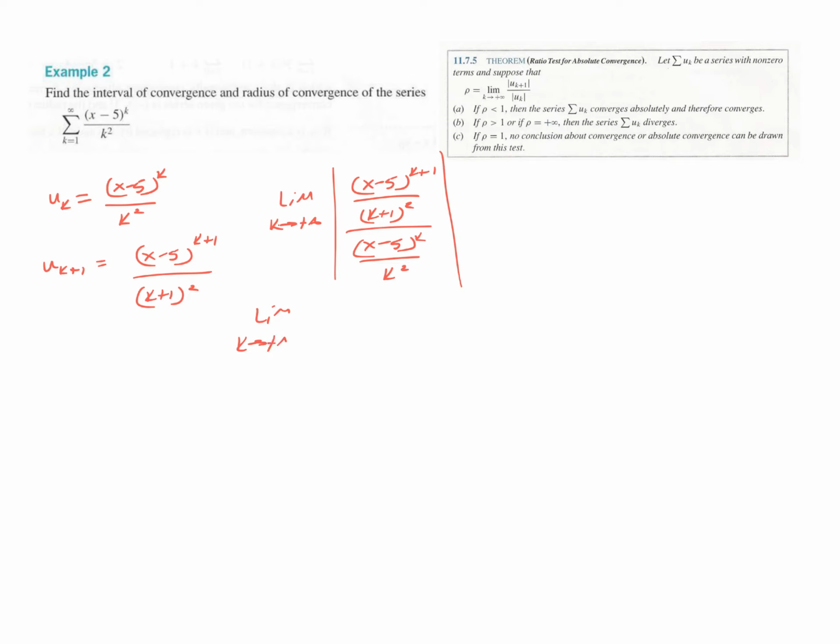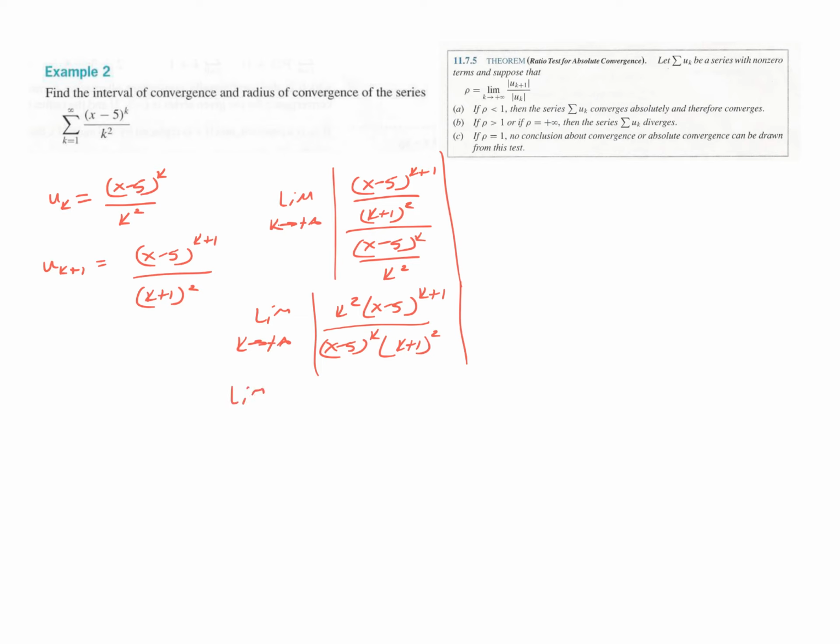If I skip a step, I'm going to make an error. Oh, goodness. Outers over inners, so I got k squared, x minus 5 to the k plus 1, that's the product of the outers, over product of the inners, x minus 5 to the k plus 1 squared, absolute value. When you're looking at this, you're like, this doesn't make any sense. No, I don't necessarily get any cancellation. I guess I can cancel the x minus 5.